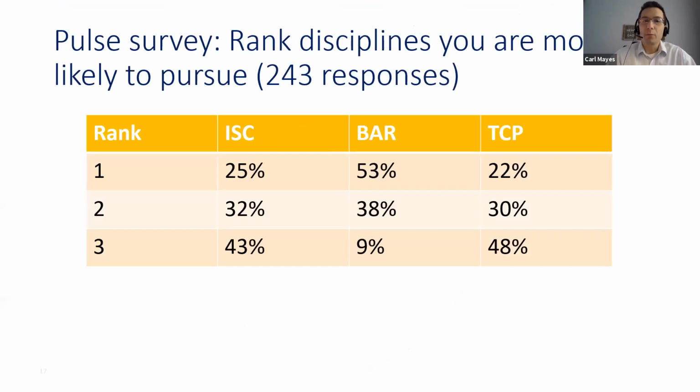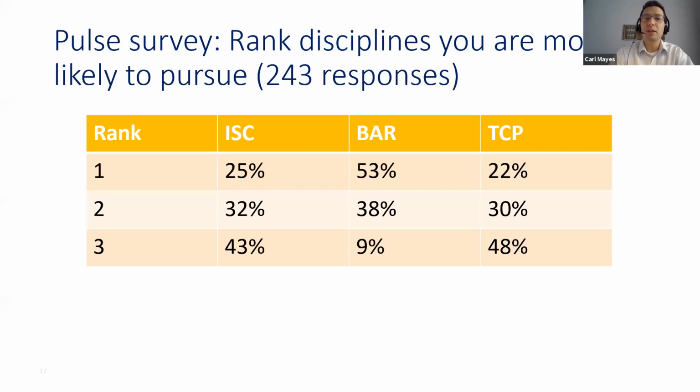One other takeaway for candidate purposes from that pulse survey, so we asked the candidates to rank the disciplines in the order in which they are most likely to pursue them. So what we saw was 25% said they're most likely to pursue ISC, 53% said they're most likely to pursue BAR, and then 22% said most likely to pursue TCP. So a couple takeaways on that. First of all, we asked the same question of faculty, when you consider your students, which area do you think they're most likely to pursue? And the data was very similar. It was around 25, 50, and 25 for that group. So there was some consistency there.